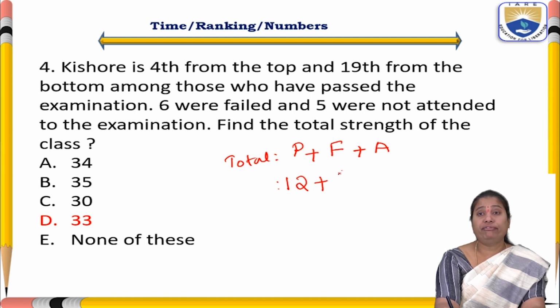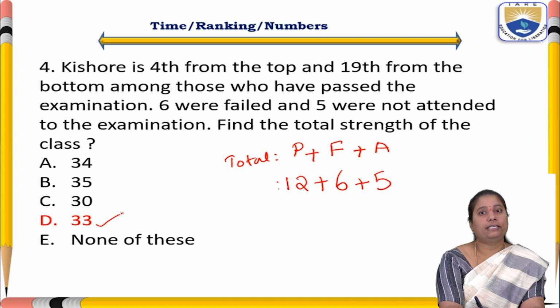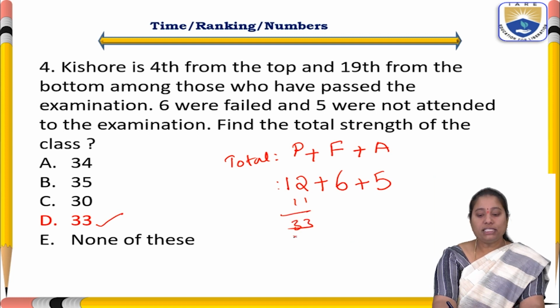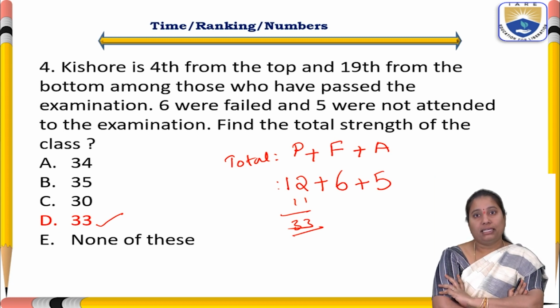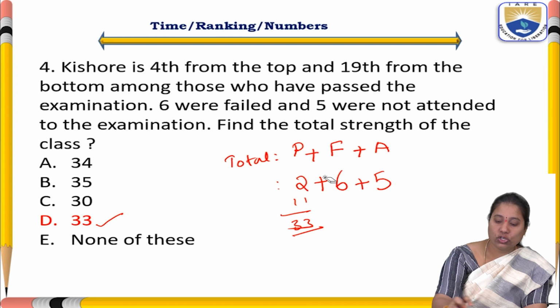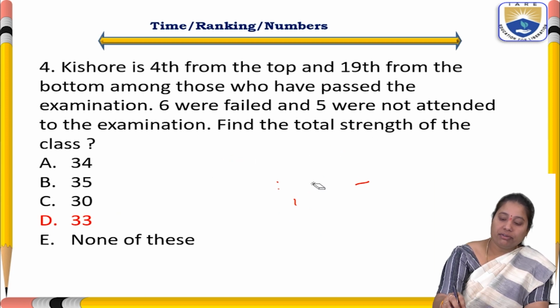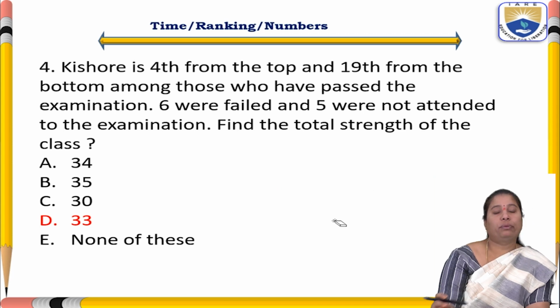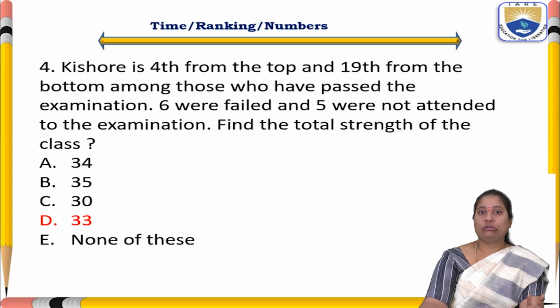And the total number of failed students is 6. And the absent students are 5. Now, 22 plus 6 plus 5, 33. So, this is the way to calculate the total strength of a particular class. I hope all of you are enjoying this one. But the way we understand the given problem is very important. That's why in reasoning, the solution may take 2 to 3 minutes.